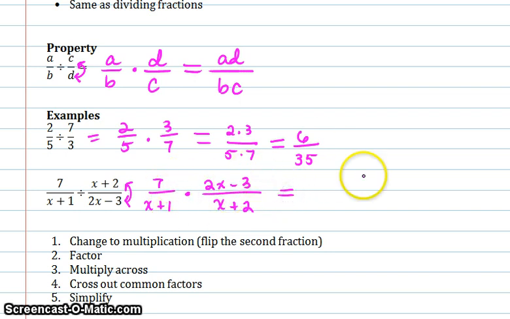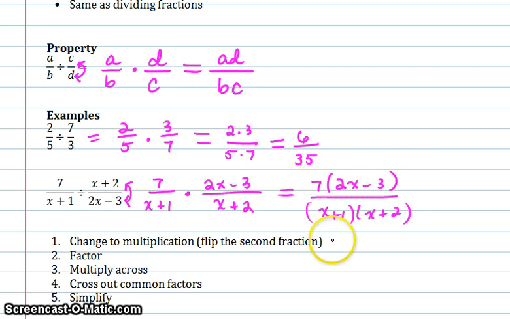So we're going to simply multiply across. So we have 7 times 2x minus 3 over x plus 1 times x plus 2. And that's our final answer. Again, your book is going to leave the answers like this. They don't have you FOIL them out, so that's actually less work for you. Yay!